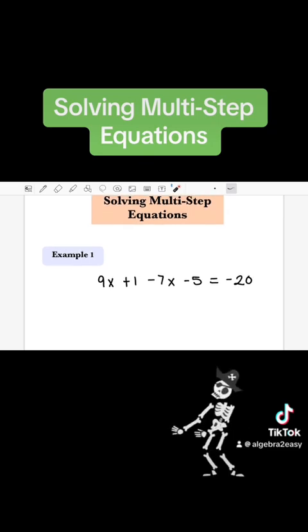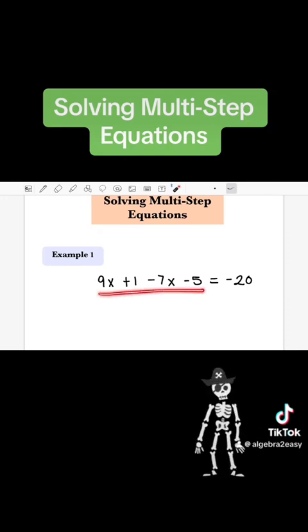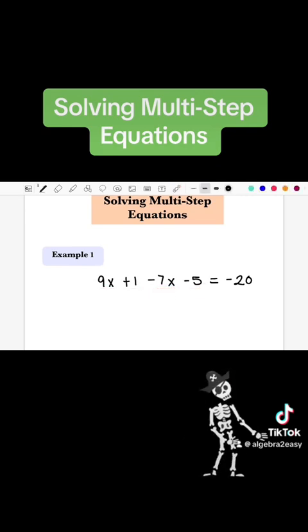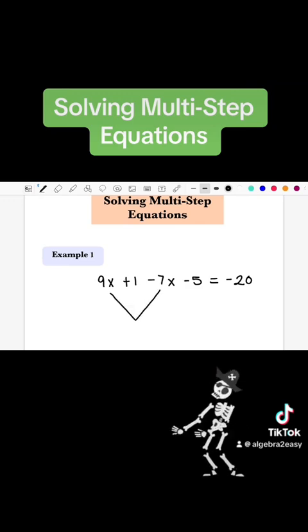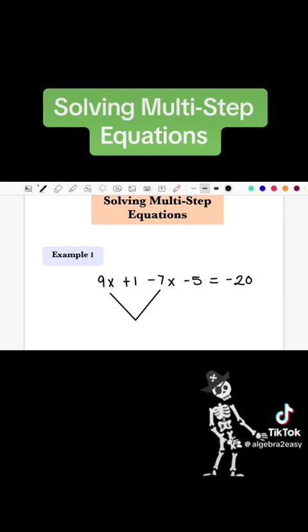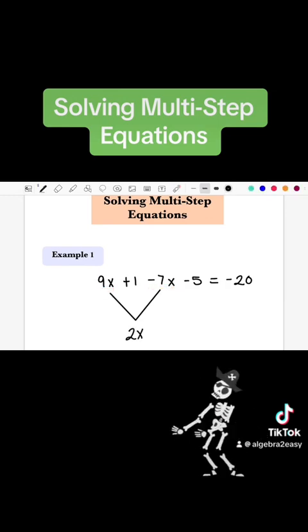We don't have any parentheses here, so there's nothing to distribute. We're going to move on to step 2, which would be simplifying. On the left side, you're looking to see, do you have any like terms? And we do, 9x and negative 7x. So since they're on the same side of the equation, we're just going to read what they say and do that operation. 9x minus 7x. So we're going to go ahead and do that. 9 minus 7 gives me 2x.